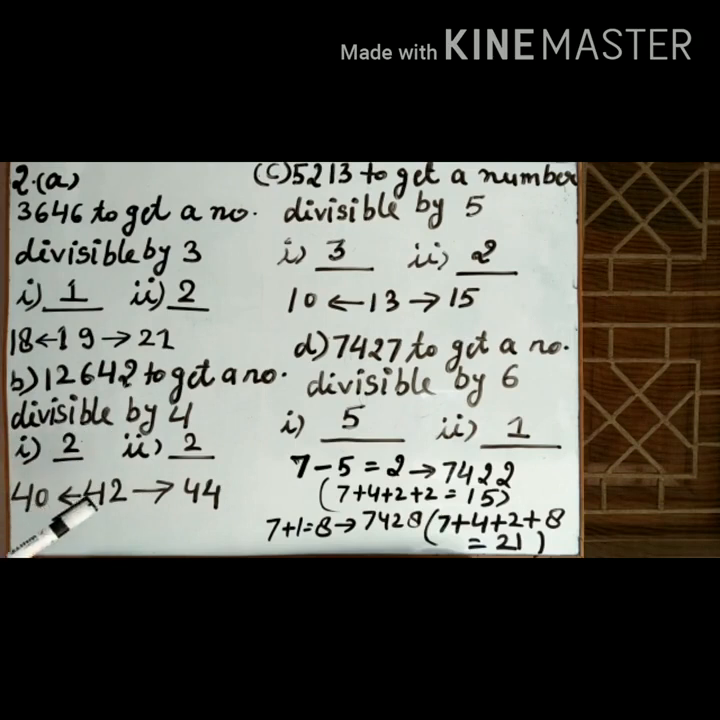Second, what is the number just after 42 which is divisible by 4? That is 44. Now, what will we add into 42 to get 44? That is 2. When we add 2 into 42, then we get 44, and 44 is divisible by 4. That's why your answer is 2.